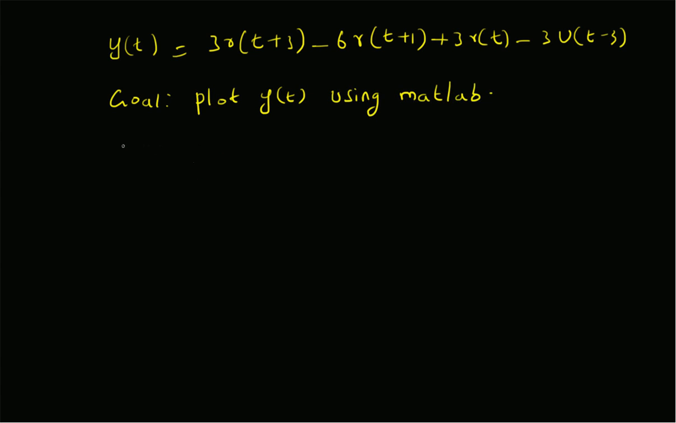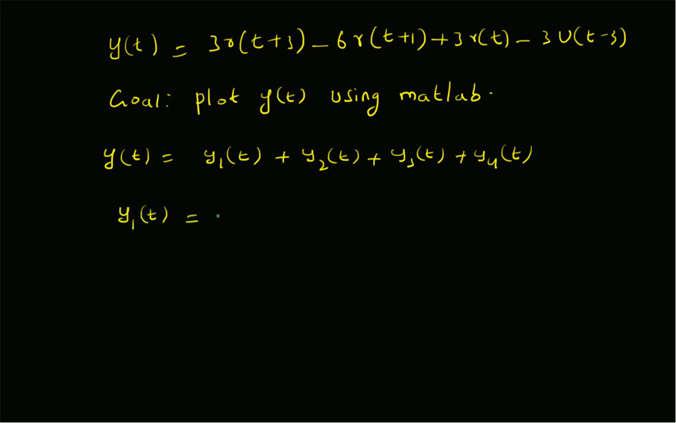So for this purpose we break down the signal y of t into 4 components, that is y of t is equal to y1 of t plus y2 of t plus y3 of t plus y4 of t. So obviously y1 of t will be equal to 3 times r of t plus 3, which basically means it is equal to 3 times t plus 3 into u of t.